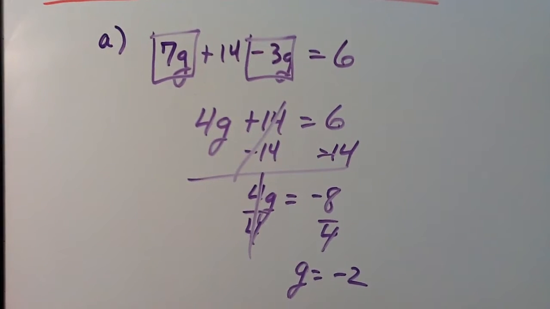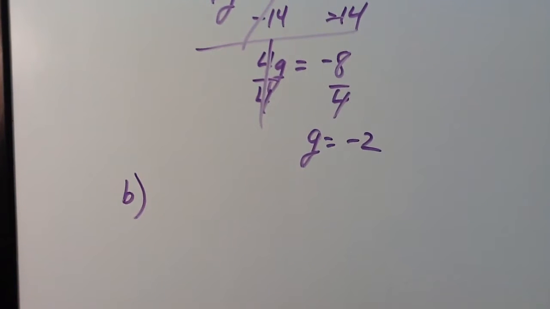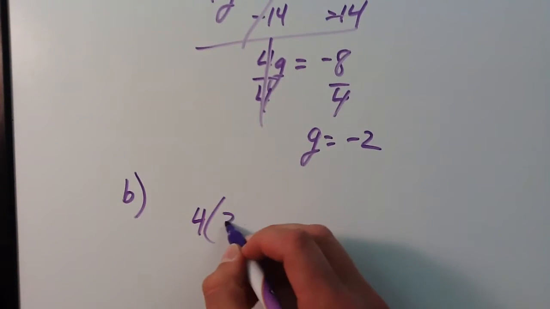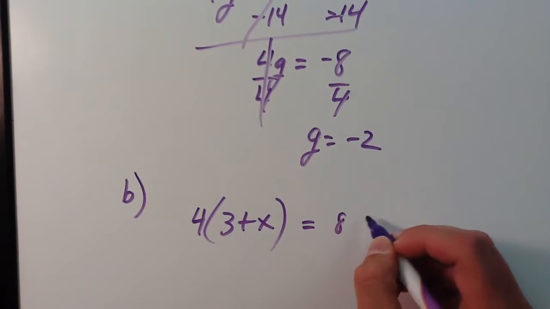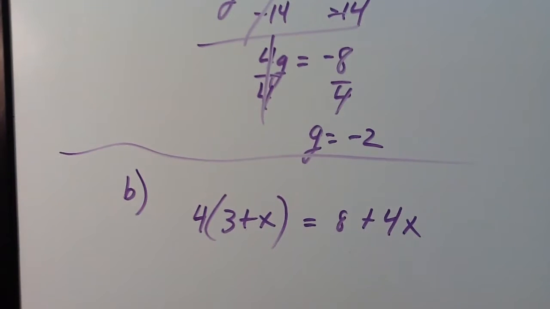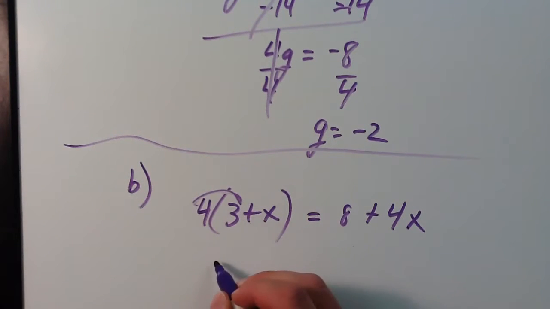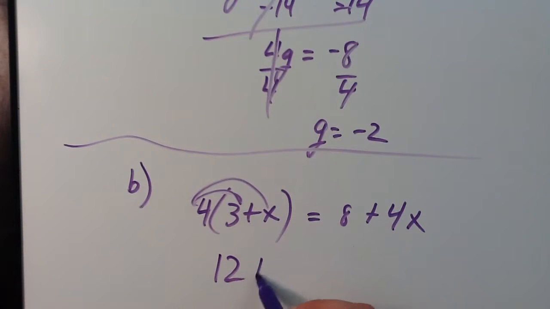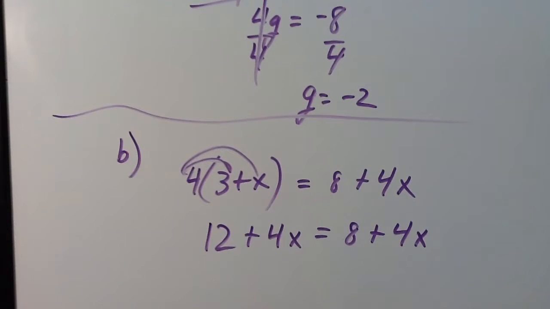So let me move on to equation B. Let's see how many solutions equation B has. Equation B, 4 times the quantity 3 plus x is equal to 8 plus 4x. I see parentheses. I'm going to eliminate the parentheses by the distributive property. 4 times 3, that's 12, right? 4 times x is positive 4x. On the right side, I have no parentheses, so I'm going to leave that side as is.